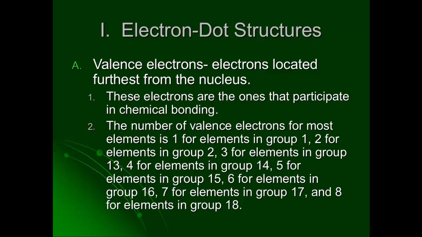So the number of valence electrons for most elements is 1 for the elements of group 1, 2 for the elements of group 2, 3 for the elements in group 13, 4 for the elements in group 14, 5 for the elements in group 15, 6 for the elements in group 16, 7 for the elements in group 17, and 8 for the elements in group 18.